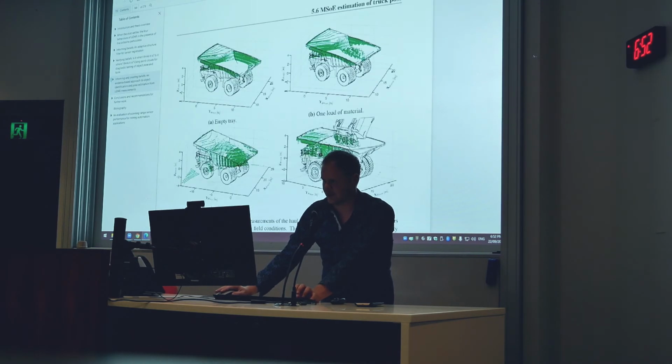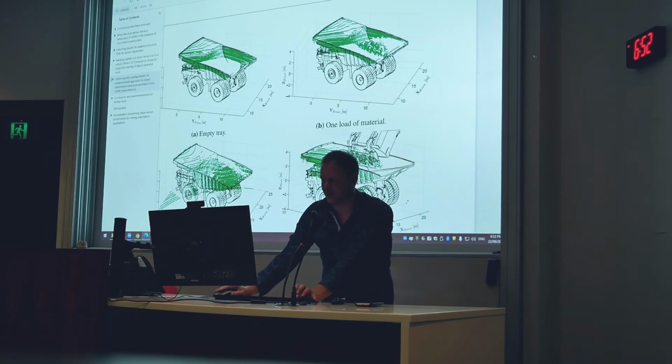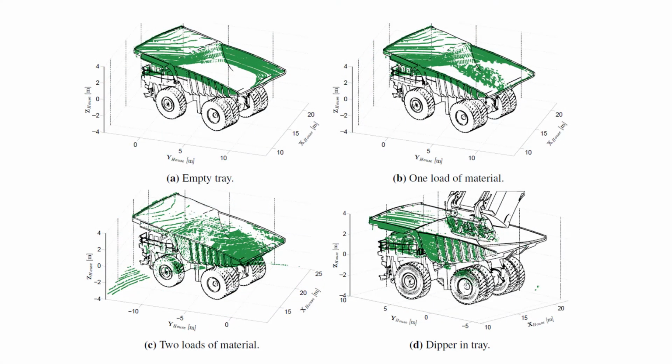That's adding the door angle in. There's a truck tray. We can find it when it's empty, when it's got one load in, when it's got two loads in, and when it's got an entire excavated dipper inside of it. We can still find it.